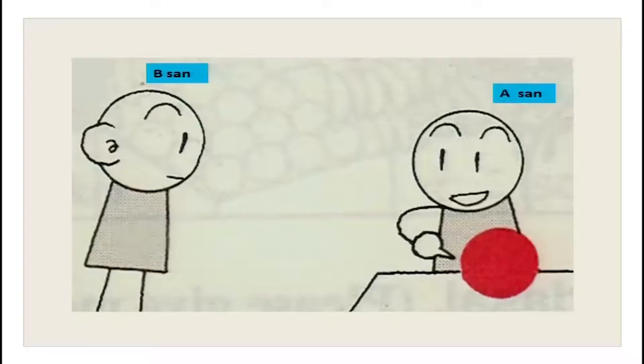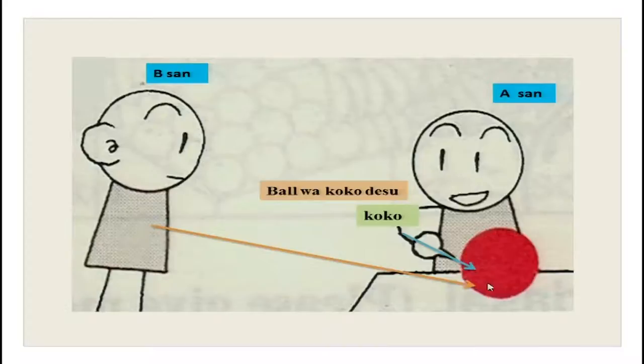Now, you have A-san and B-san over here and an object right here. So, what are they doing? Let us see. A is pointing at this object here, which looks like a ball, and he says koko, because it is close to A-san. Ball wa koko desu. The ball is over here at this point. Well, what does B-san have to say? He points at the ball from where he is and he says soko. So, the ball is far away from B-san, thus he says soko. Ball wa soko desu. The ball is over there.